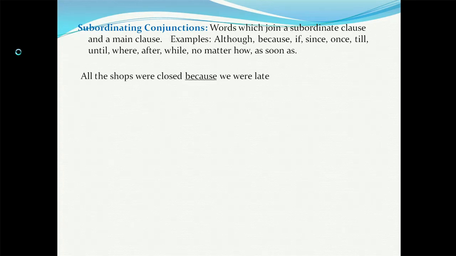Here, all the shops were closed is the main clause. Because we were late is the subordinate clause. So mostly the subordinating conjunction will be in the beginning of the subordinate clause.